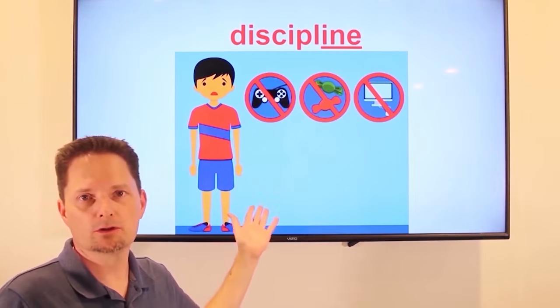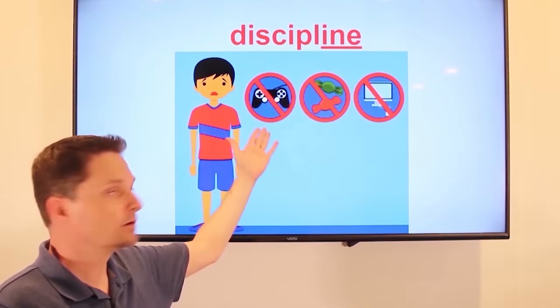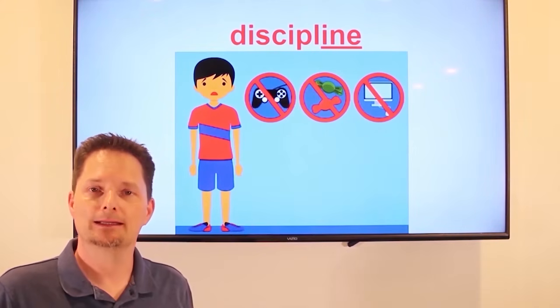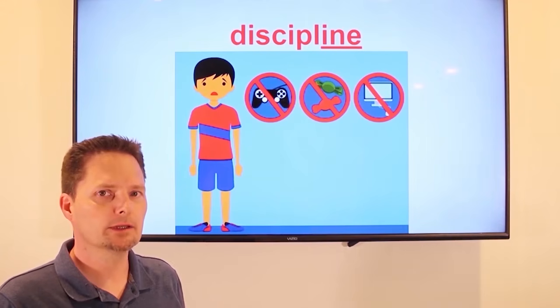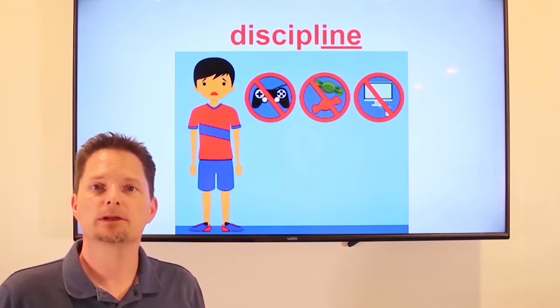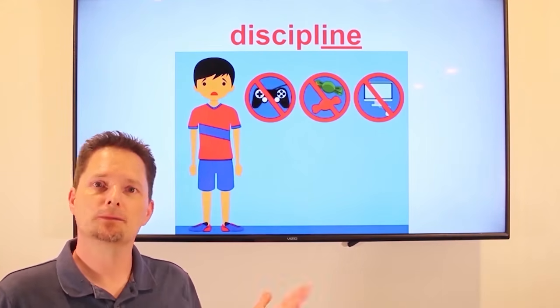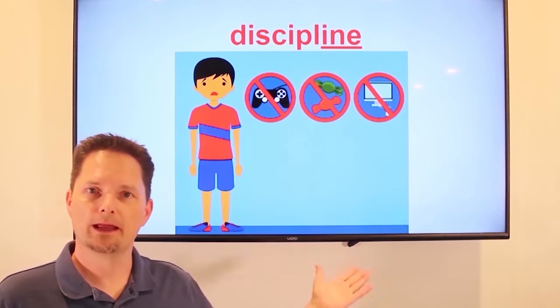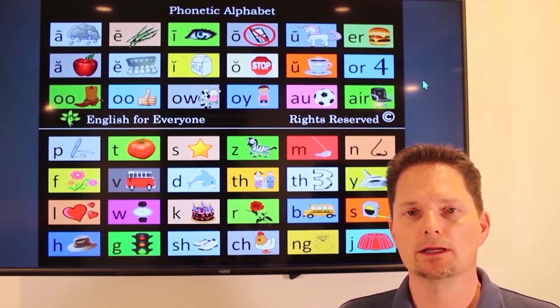Next example, discipline. When my children don't behave, no computer, no candy, and no TV. Discipline is a noun. I think discipline is important. And discipline is a verb. I discipline my children. I discipline my child when he doesn't behave. Pronunciation, discipline.